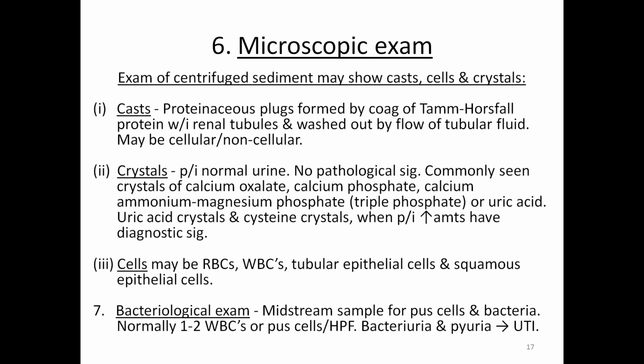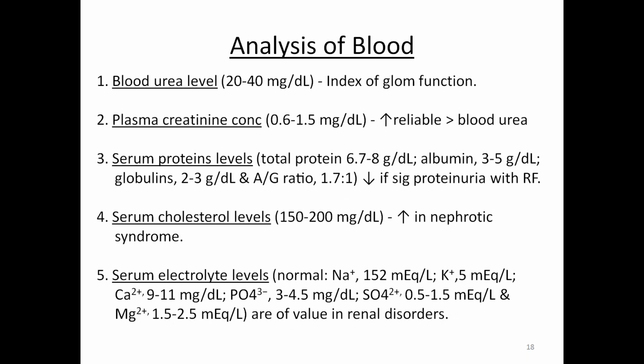But if there is bacteriuria and pyuria, then that is indicative of a urinary tract infection. Then analysis of blood is done, that is, estimation of blood levels of substances that are excreted by the kidneys. This throws some light on the functional status of the kidney, although these tests are less sensitive than the clearance tests.